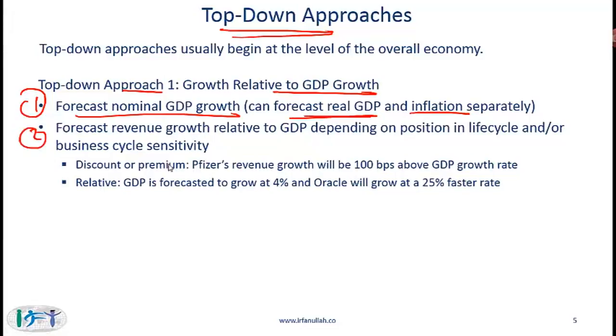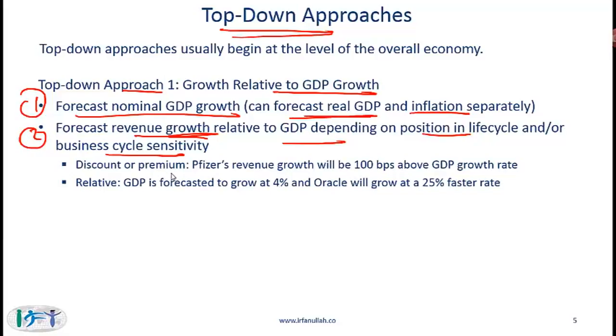Then once you have forecasted the GDP growth rate, you forecast the revenue growth relative to GDP depending on the company's position in its life cycle and or business cycle sensitivity. So what does this mean? If you have a company that is relatively young or an industry that is relatively young, then obviously its growth rate is likely to be higher or faster than the rate at which the economy is growing. That's one scenario.